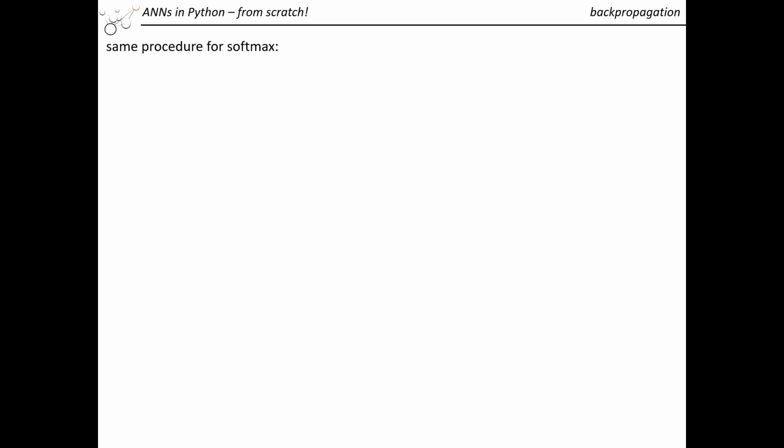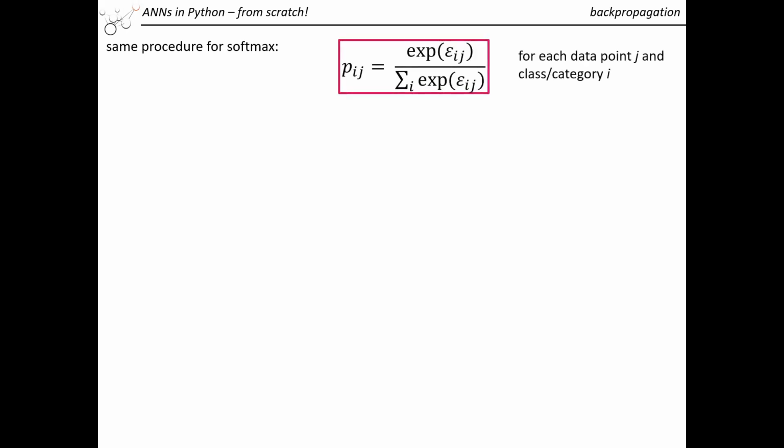And now let's take a look at the softmax. And that's where it becomes a bit more complicated. So let us remember the equation. That was the Boltzmann distribution. The softmax layer essentially is just the Boltzmann distribution. The epsilons were the output from the last layer. And i now denotes every class or category, and j denotes every observation. And then we normalize the exponential value of that according to the Boltzmann distribution, and then we have the probabilities for every class i for every observation j.